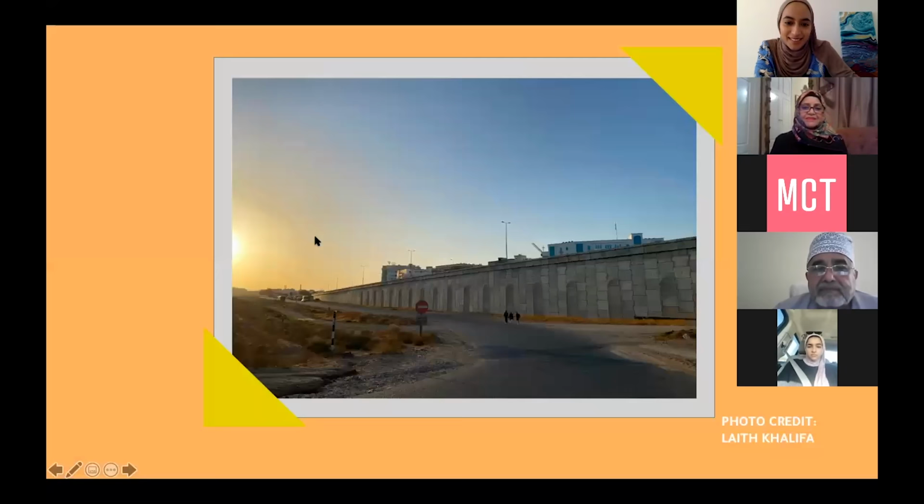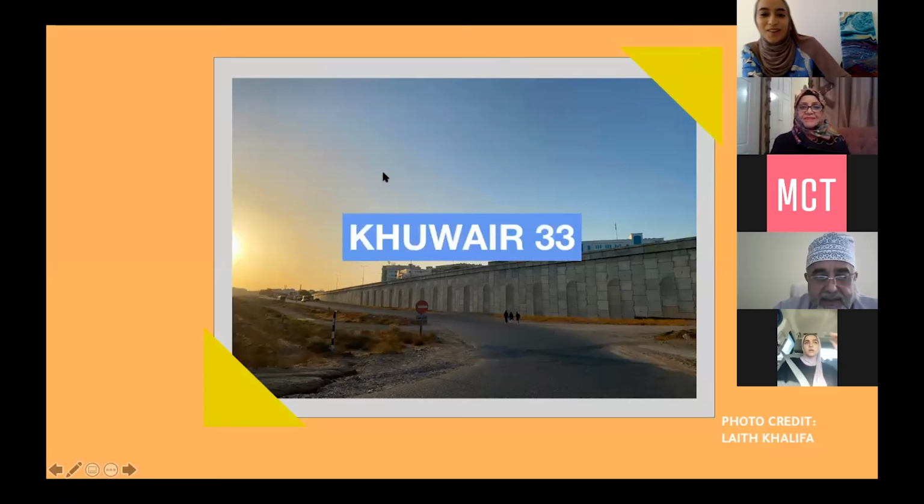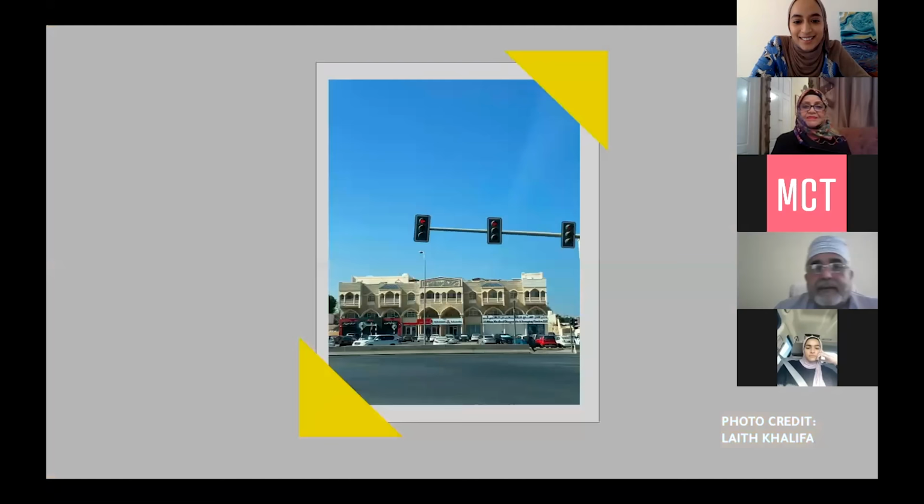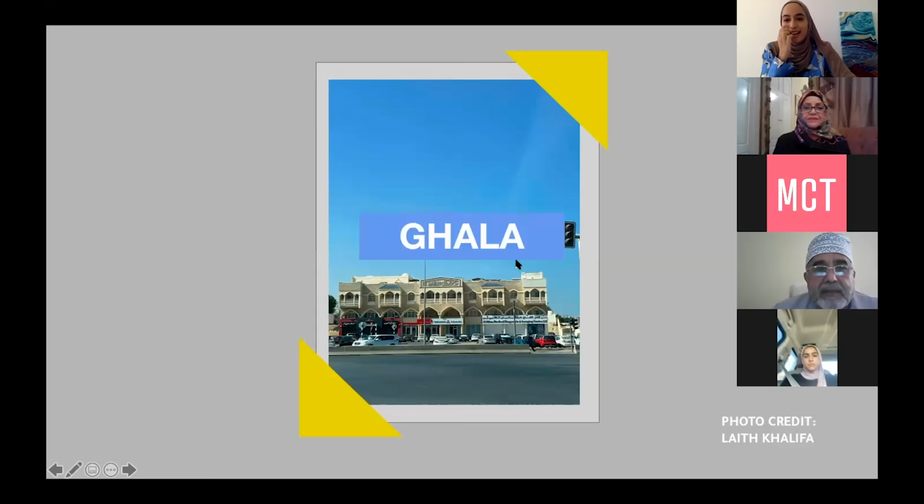This should be easy. Kind of. It's Khuwair. Yes, Isa, you're right. Next, this is very easy. Everyone knows where this is. No, it's not Ghubra, and it's not Boshar either. It's Ghala. Yunus got it. It's the traffic lights after the Royal Hospital.